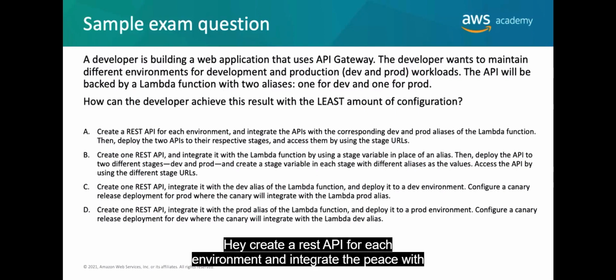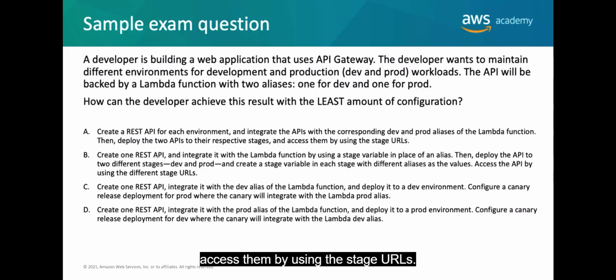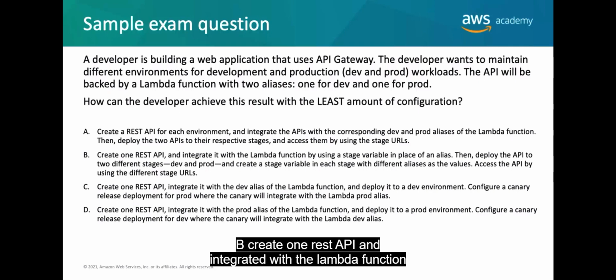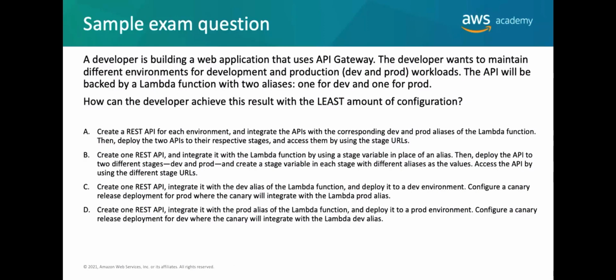A, create a REST API for each environment and integrate the APIs with the corresponding dev and prod aliases of the Lambda function. Then deploy the 2 APIs to their respective stages and access them by using the stage URLs. B, create one REST API and integrate it with the Lambda function by using a stage variable in place of an alias. Then deploy the API to 2 different stages, dev and prod, and create a stage variable in each stage with different aliases as the values. Access the API by using the different stage URLs.